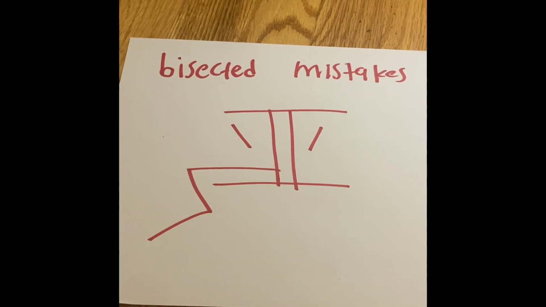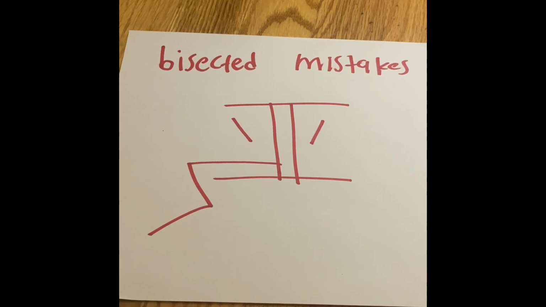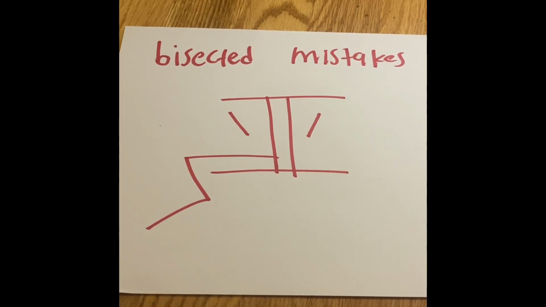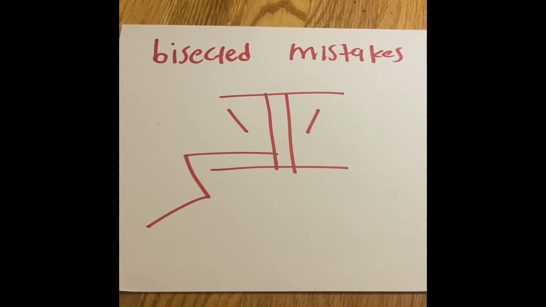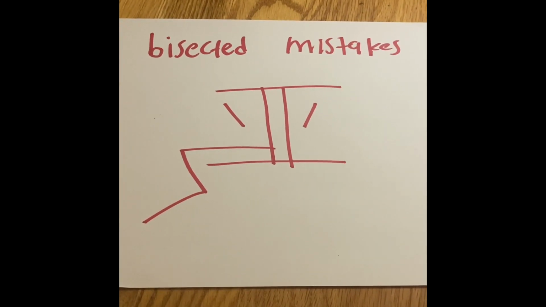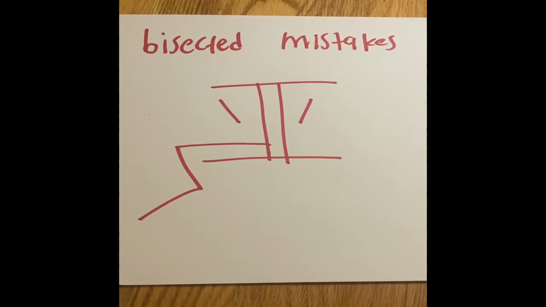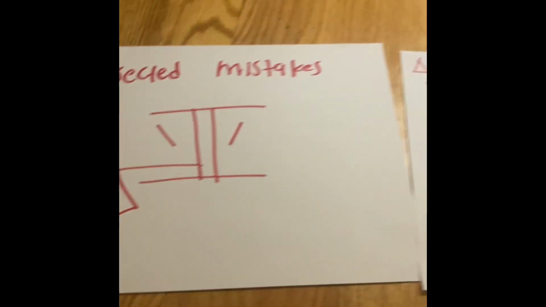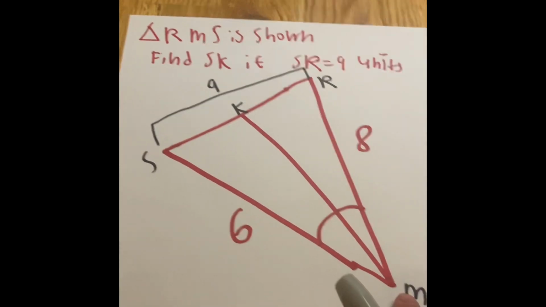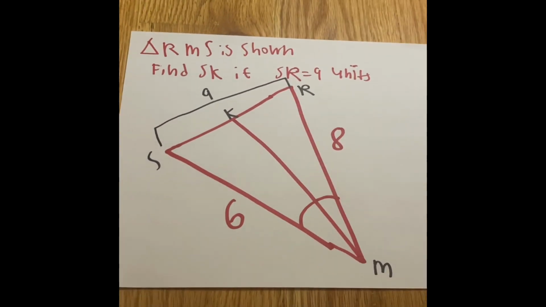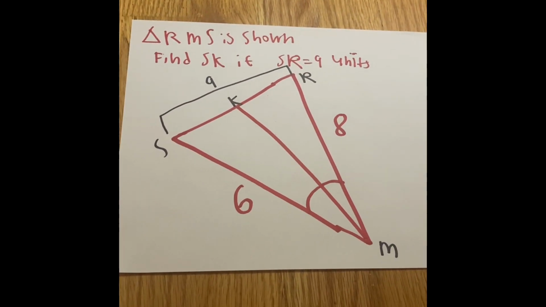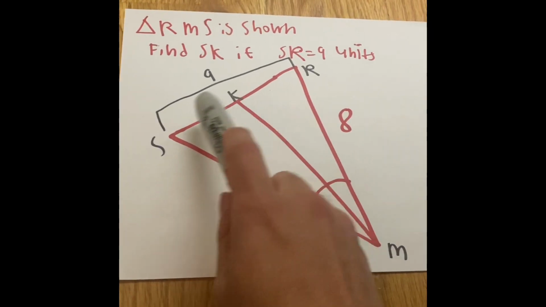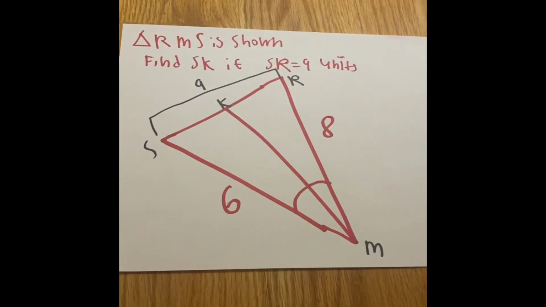And we are going to take a look at bisected mistakes. So what we're going to do is solve a problem that many kids in our math class got incorrect on our last math test. It actually stumped a lot of people. Here's what the problem is. Triangle RMS is shown. Find segment SK if the whole thing SR is 9 units.